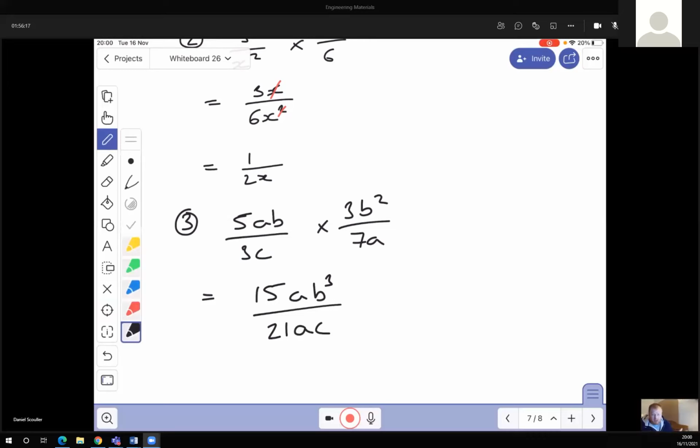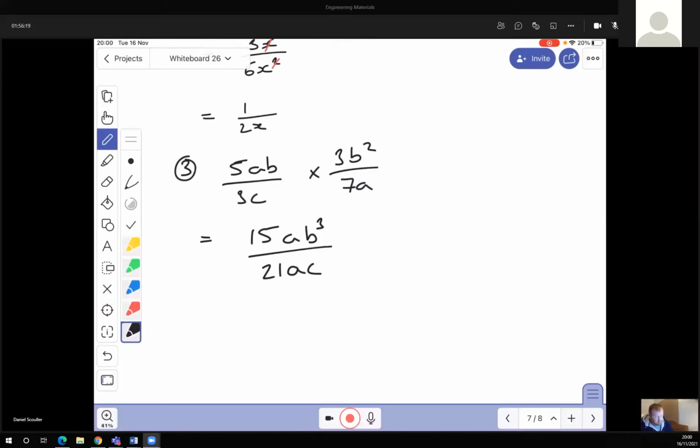If you put CA, it wouldn't be wrong. So 15 over 21 we can simplify down. 3 goes into both of them, so 5 and 7. The A's actually cancel each other out. So it's a to the power of 1, a to the power of 1, so they cancel each other out. B's stay as they are, so do the C's.